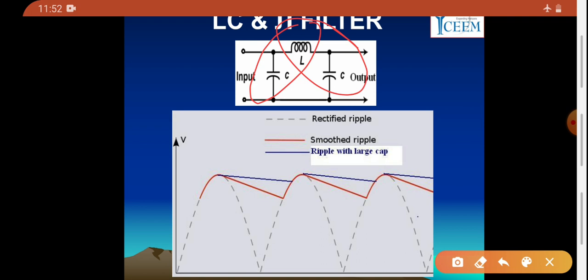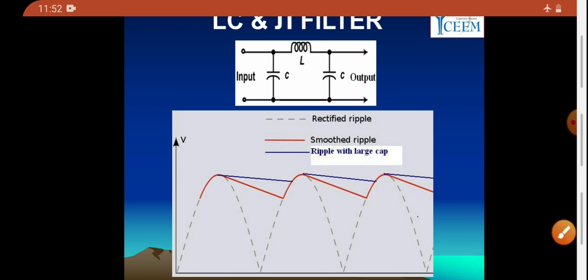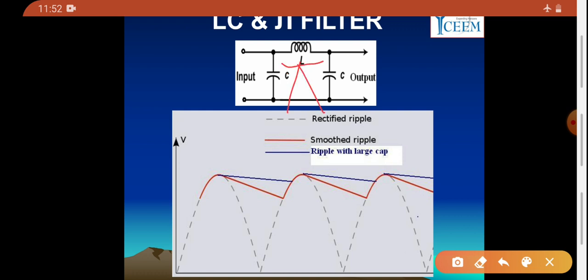Capacitor will allow all AC components to the ground, and inductor will allow only DC components at the output. That's why inductor is connected in series whereas capacitor is connected in parallel. And when it is CLC configuration, it forms a pi-like structure, mathematical pi-like structure. That's why you can call it a pi filter also, CLC filter also.